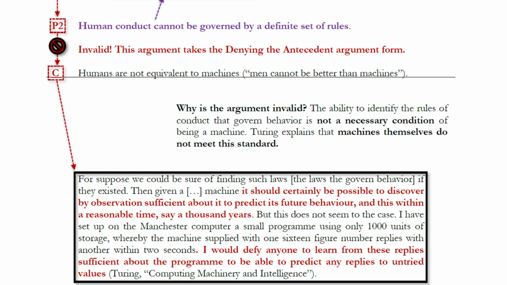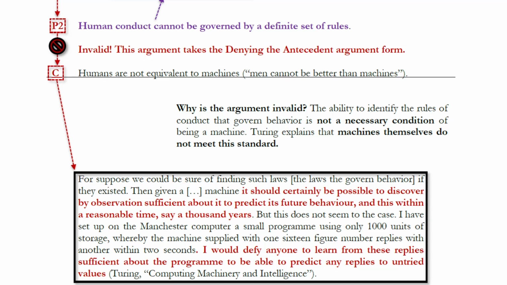To further understand why the ability to identify the rules that govern behavior is not necessary for something to be a machine, and to see why this instance of denying the antecedent is invalid, we can consider the following example given by Turing. Turing states, "Suppose we could be sure of finding such laws, the laws that govern behavior, if they existed. Then, given a machine, it should certainly be possible to discover by observation sufficient about it to predict its future behavior, and this within a reasonable time, say 1,000 years. But this does not seem to be the case.